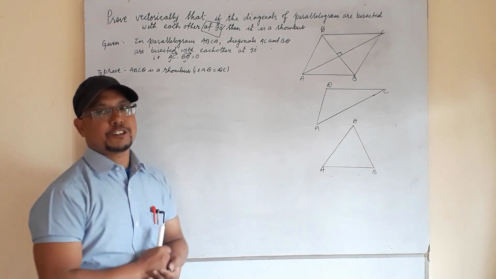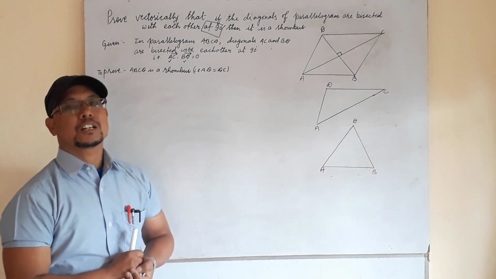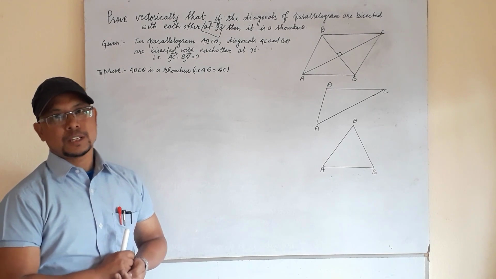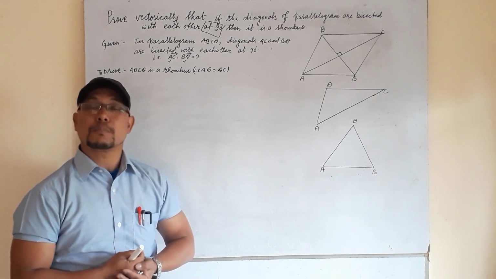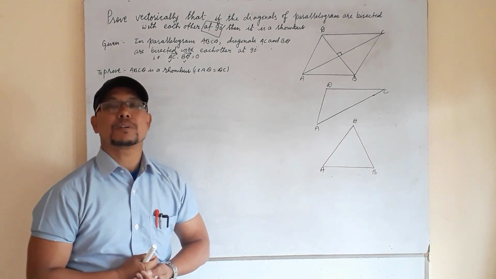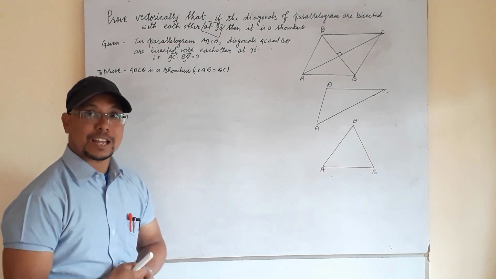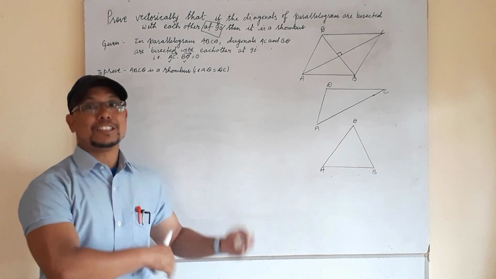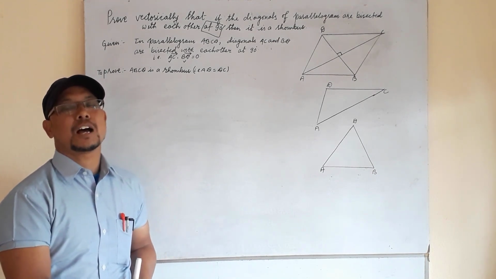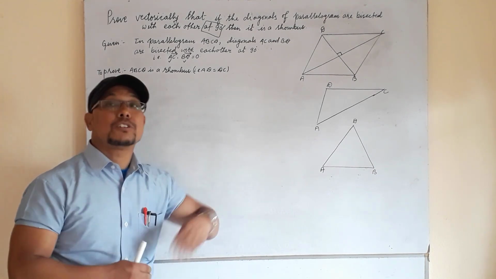Now in this tutorial I'm going to teach the converse of the rhombus theorem. Just before, I proved the rhombus theorem, and in the rhombus theorem we proved the diagonals of a rhombus bisect each other at 90 degrees. Now in this tutorial I'll prove the converse.